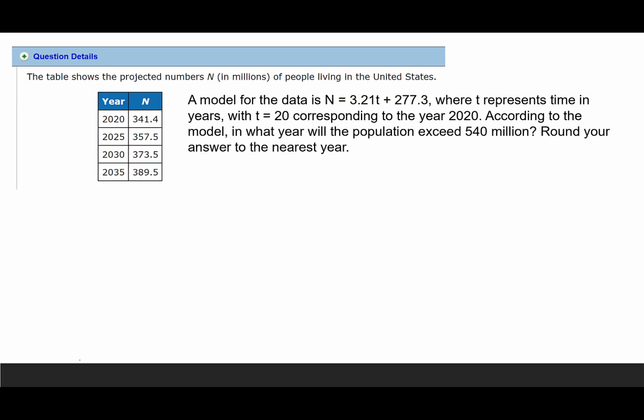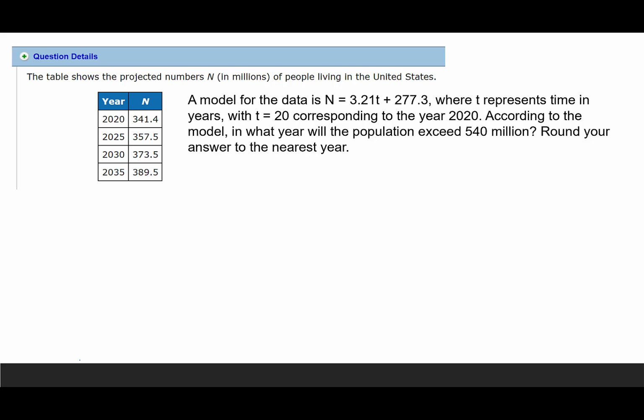Okay, next question says the table shows the projected number n in millions of people living in the United States. And then a model for the data is n equals 3.21t plus 277.3, where t represents time in years, with t equals 20 corresponding to the year 2020. And here's the question: according to the model, in what year will the population exceed 540 million? Round your answer to the nearest year.